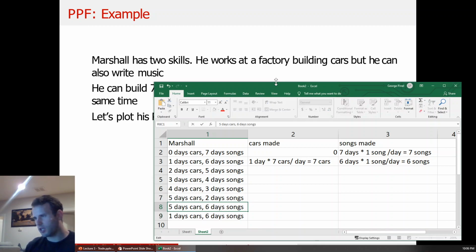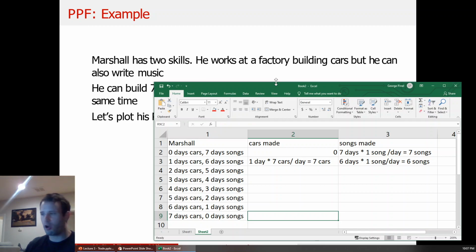So if he spends 6 days on cars, how many days does he have left to spend on songs? 1 day. And if he spends 7 days on cars, how many days does he have left on songs? 0. So I'm not going to write out all the equations, it just follows suit, but I'll do one more set of equations and then we'll fill out the chart together. So I hope you're filling out along, or at least following along with what I'm doing.